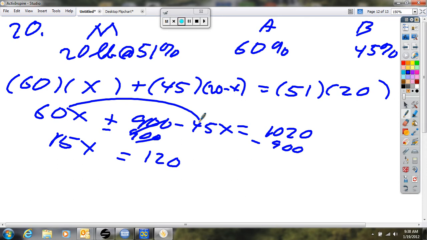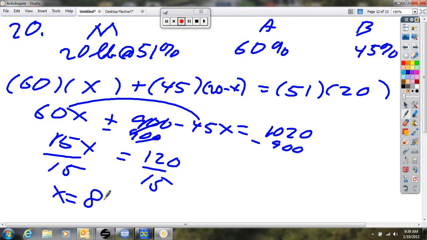You know, I got $60, I went to the store and spent $45. How much money do I have left? I have $15 left. Now I divide by 15. And we get x equals 8. All right, x is 8.